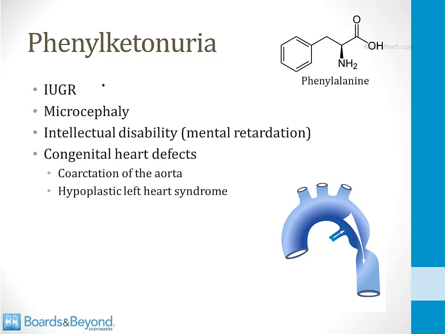So babies born to mothers with PKU can be small, they can have intrauterine growth restriction, they can have microcephaly, they often have intellectual disability or mental retardation, and in addition, they often also have congenital heart defects. One of the common congenital heart defects in babies born to mothers with PKU is coarctation of the aorta. They also often have a rare congenital heart syndrome called hypoplastic left heart syndrome.